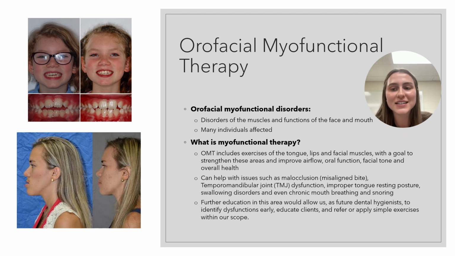Research shows that OMT can assist in preventing and correcting malocclusion, tongue thrusting, and TMJ disorders, as well as improving orthodontic treatment outcomes. For example, when a client has poor tongue rest posture or a habit of pushing their tongue against their teeth, it can cause the teeth to shift, even after orthodontics. OMT can correct these habits and promote long-term stability. It can also enhance quality of life by reducing symptoms like snoring or chronic mouth breathing.